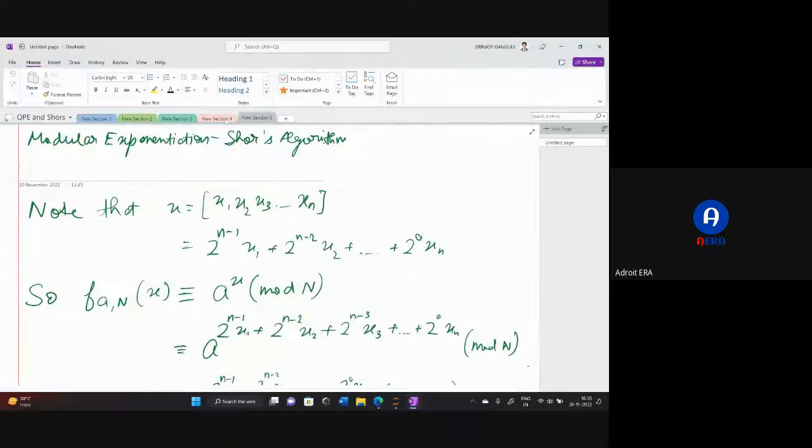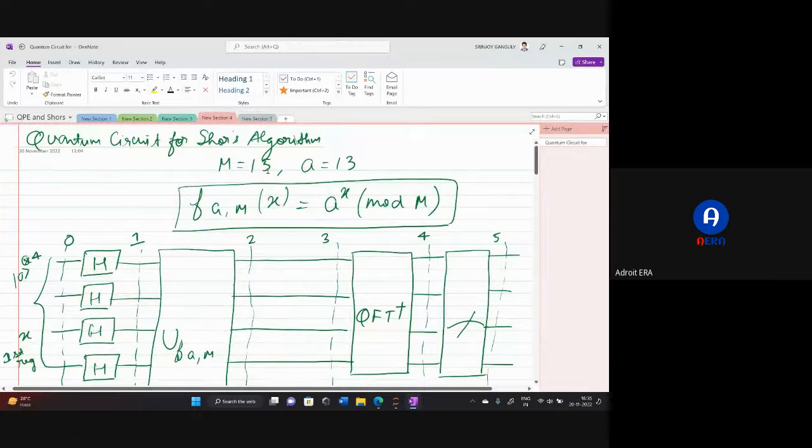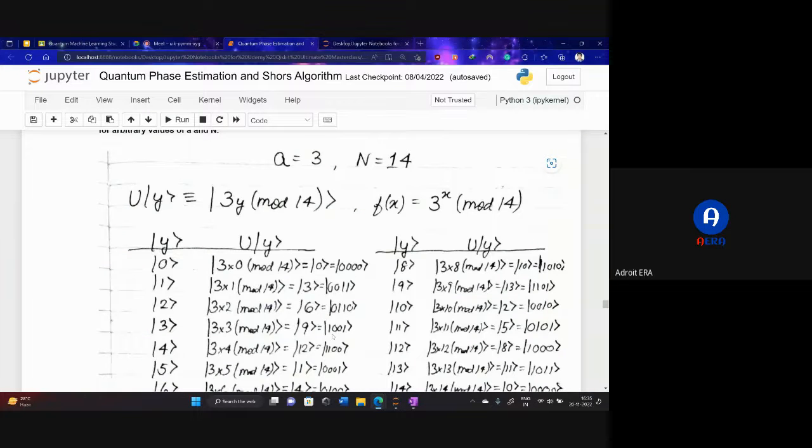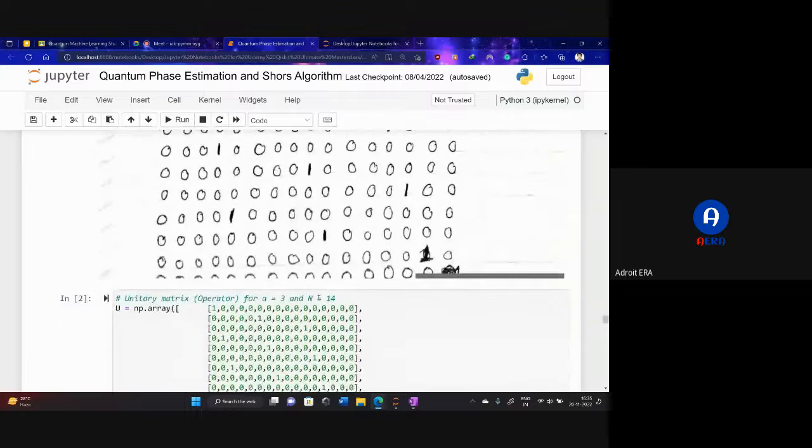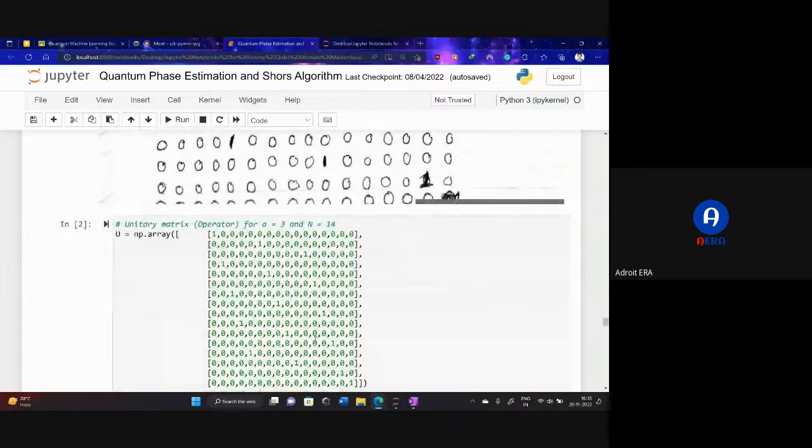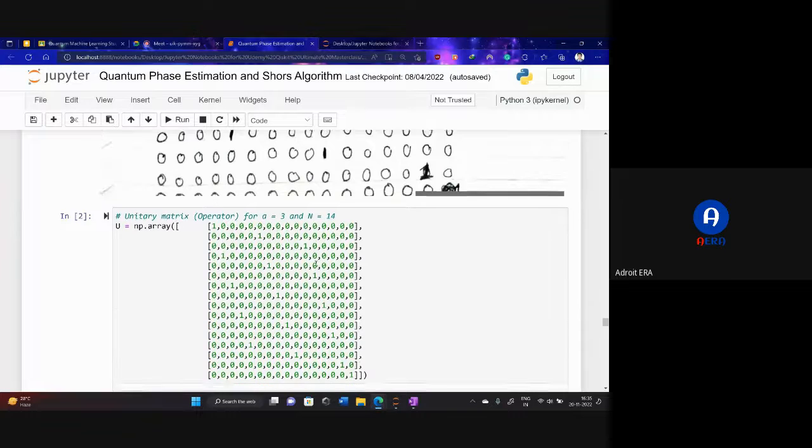If you saw in the circuit, we took n is equal to 15 and a is equal to 13. So you should now try to solve a to the power x mod n, and then construct this unitary matrix. And once you construct this unitary matrix, try to find the period and see whether it matches with the result or not. It should approximately match with the result. And therefore, for any values of a and n, you will be able to do this operation.